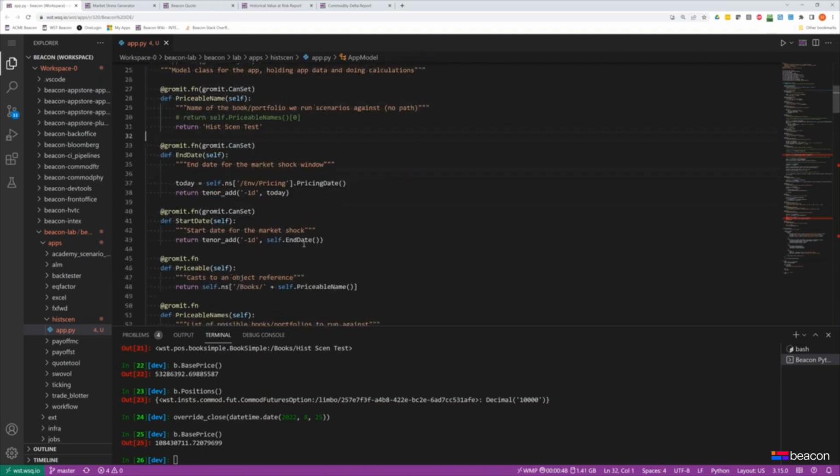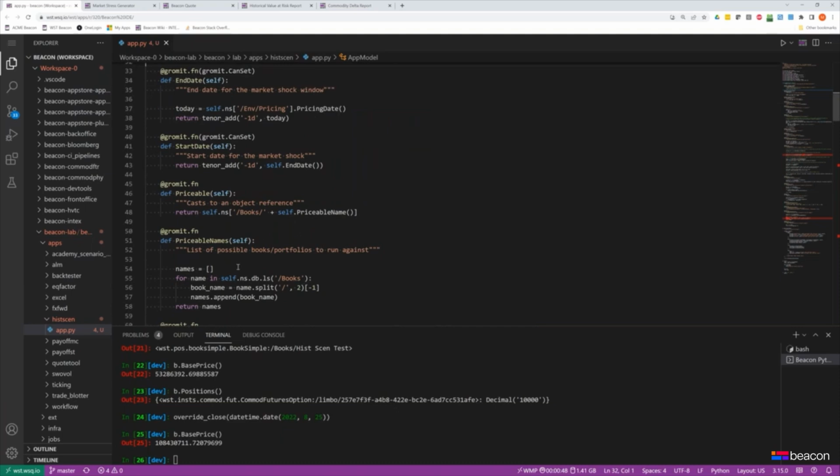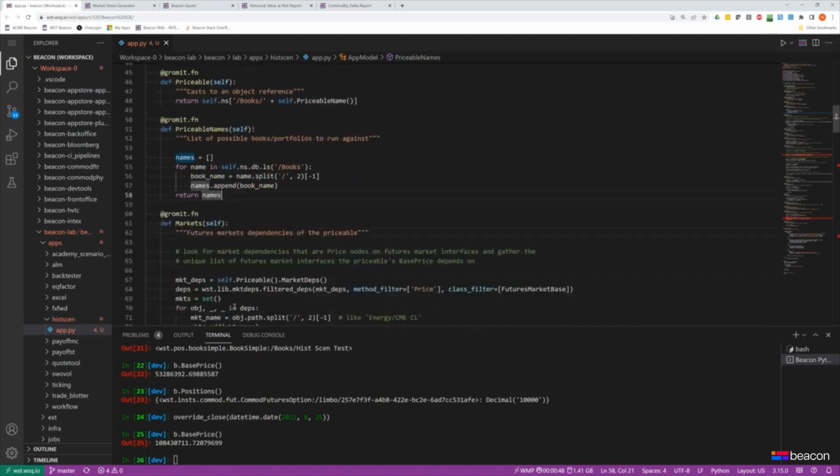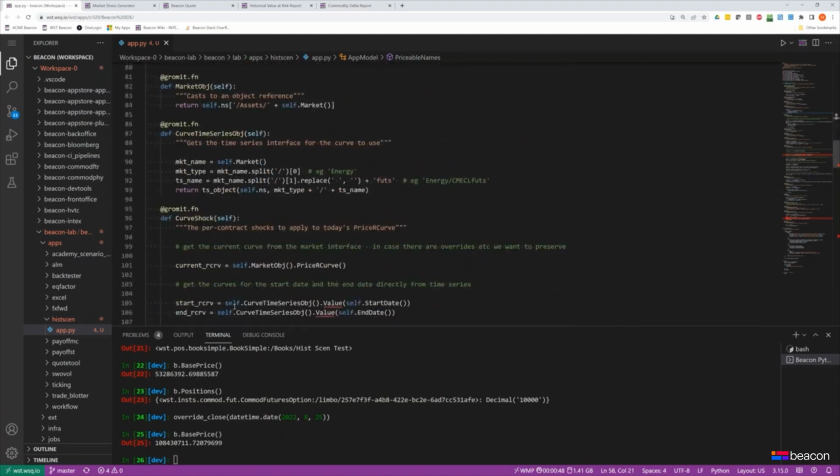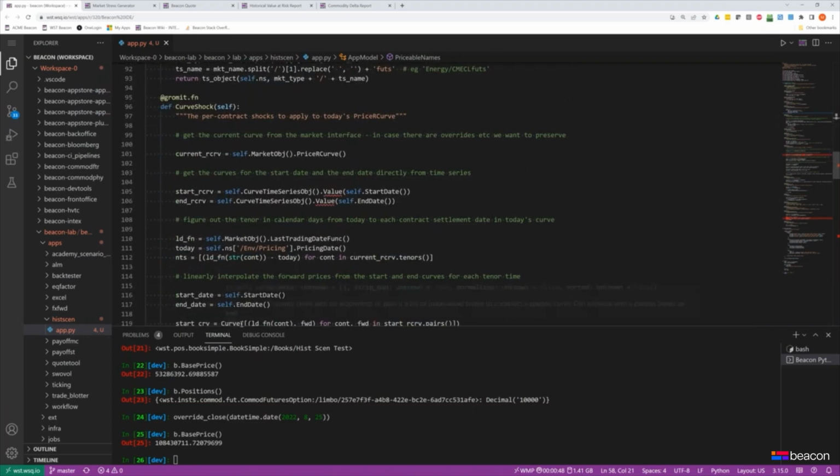Some of these things are tagged as can set. Those are data values. Other ones are calculated, like priceable names here. If I want to have a drop-down list of portfolios that people can select from, I'll have a calculated value that shows the list of all those things. Again, it's cool that this runs in your production environment, so you can run this against real production data.